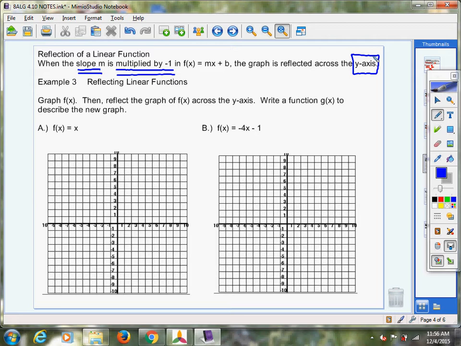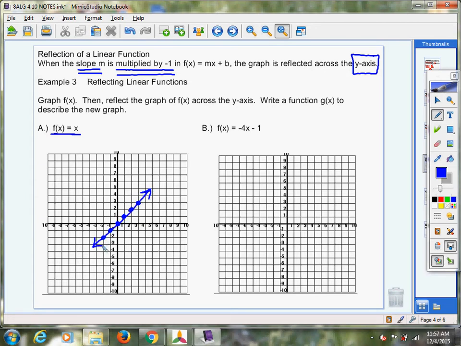Okay, so let's look at this. Let me do the first one. I'll start off f of x is equal to x. That's our parent function, as you remember from the first video. It's going to go through the origin because there's no y-intercept, and the assumption is the y-intercept is 0. So we're going to go up 1 over 1, and we'll do that a couple of times. Down 1 left. Here's our original line.